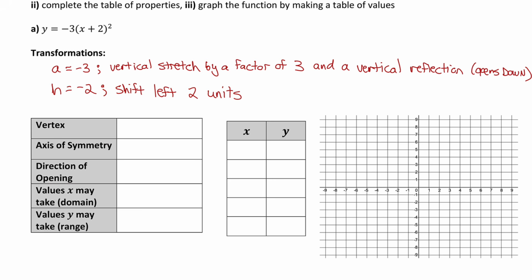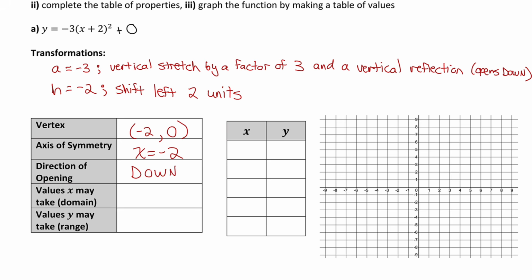And now let's fill out the table of properties. Firstly, the vertex. The vertex is always equal to (h, k). So h is -2, but what's the k value? Well, in this equation here, I don't see anything added after the power, so I could imagine that there is a +0 after. So this parabola hasn't been shifted up or down at all, so the y-coordinate of the vertex is still going to be 0. The axis of symmetry is always x equals the h value, which is the x-coordinate of the vertex, so x equals -2. And the direction of opening, since the a value is negative, I know it opens down.